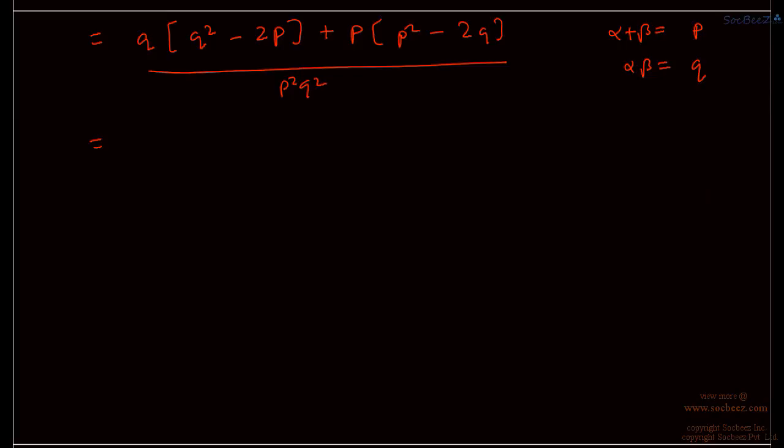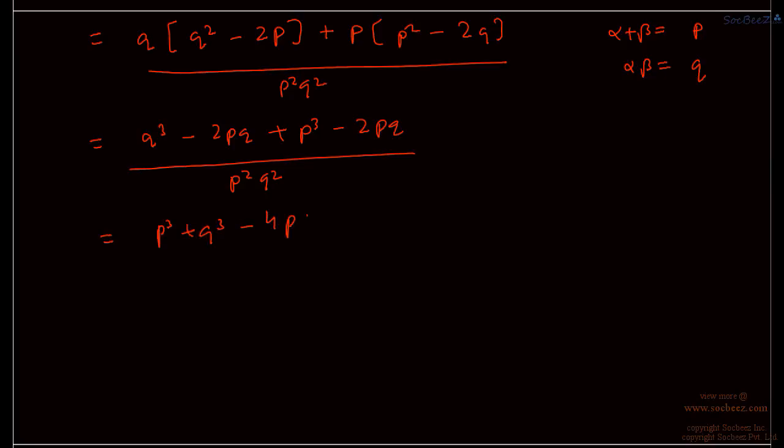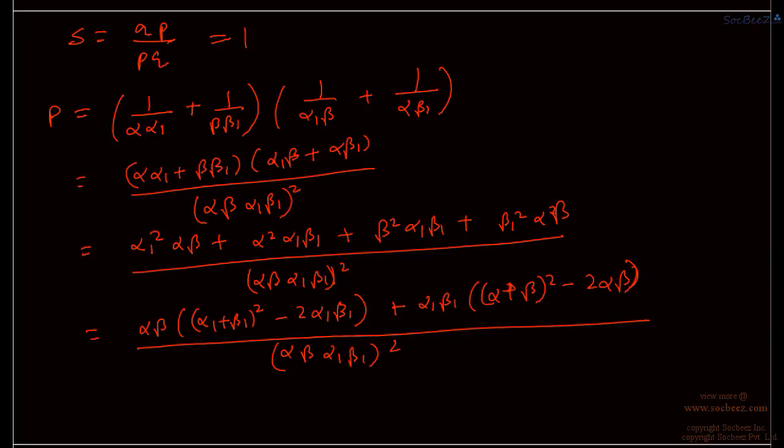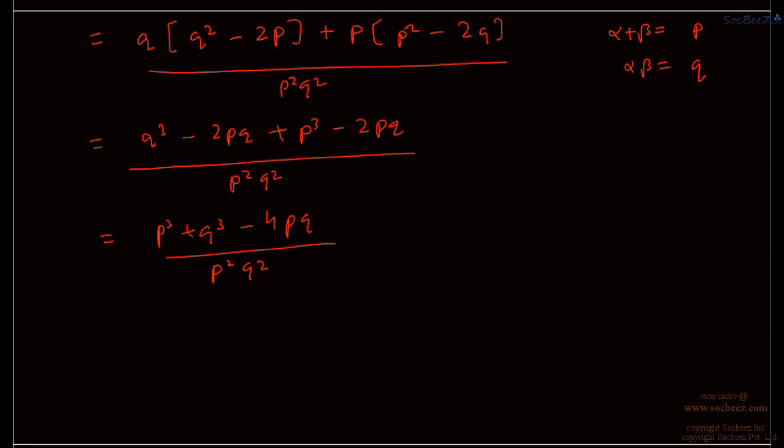Okay, so let's try to simplify the expression here. I have Q cube minus 2PQ plus P cube minus 2PQ, by P squared Q squared. Or this is P cube plus Q cube minus 4PQ by P squared Q squared. So I see that the sum of the roots was 1, whereas the product of the roots is P cube plus Q cube minus 4PQ by P squared Q squared.